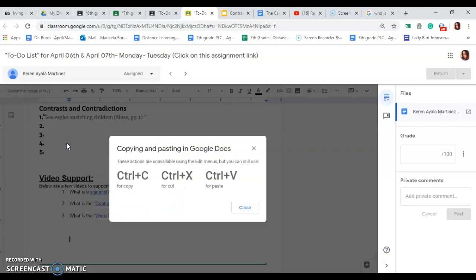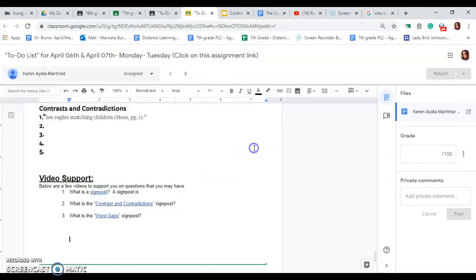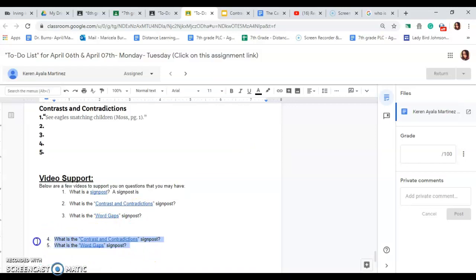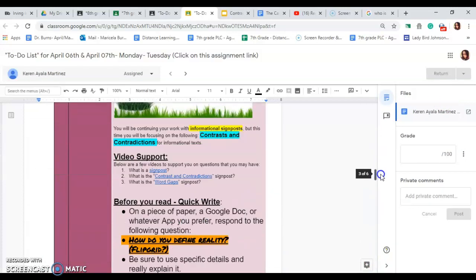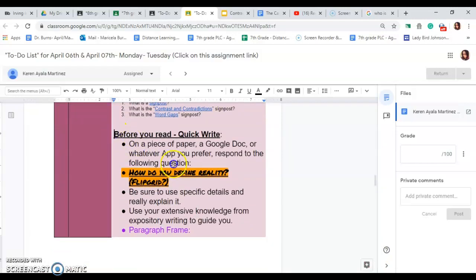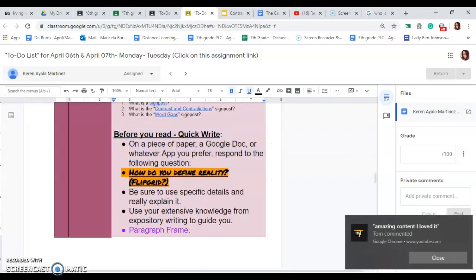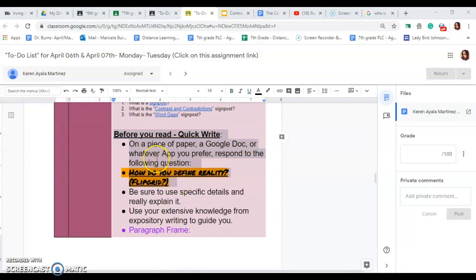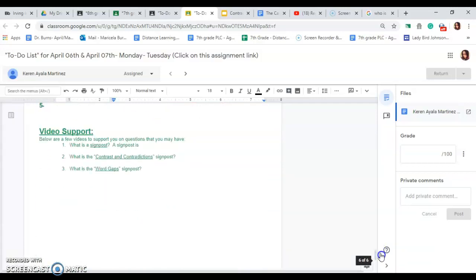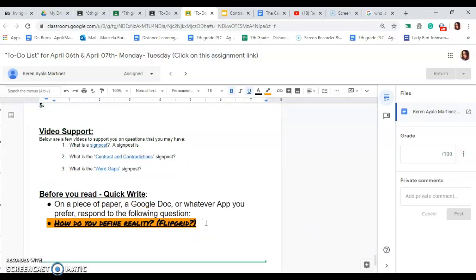So here I would paste, Control-V. Right. Oh, well, we already copied that. So let me go back up there and copy what I hadn't copied, which would be this part. Okay. So when you copy it, Control-C, go down here and put it down here. Control-V. All right, so now you're going to answer this question right here. Answer this question. How do you define reality?